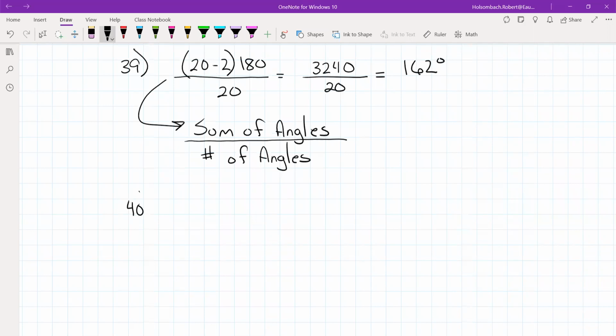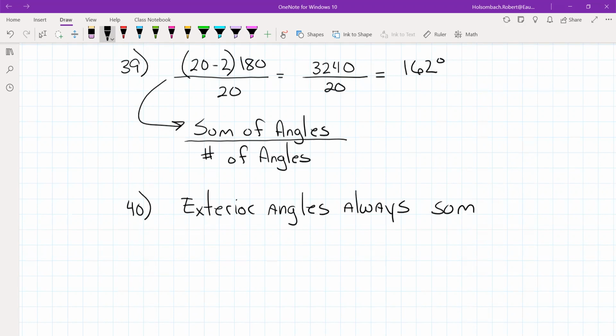And number 40 asks you, the sum of the measures of two exterior angles of a triangle is 259. What is the measure of the third exterior angle? Exterior angles always sum to 360. Doesn't matter what the shape is. The sum of the exterior angles, one at each vertex, is 360.